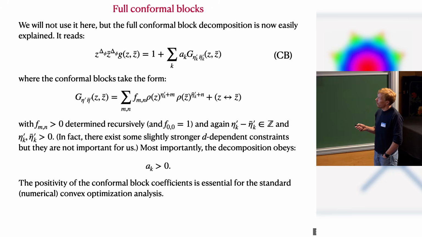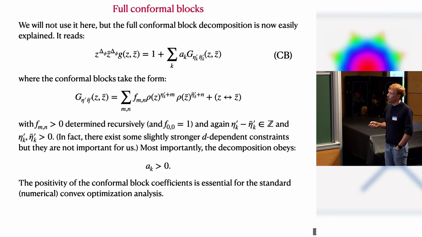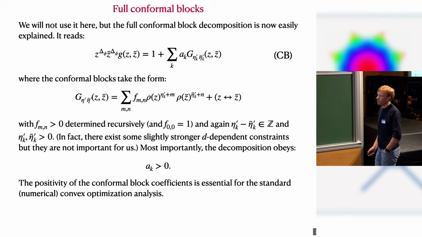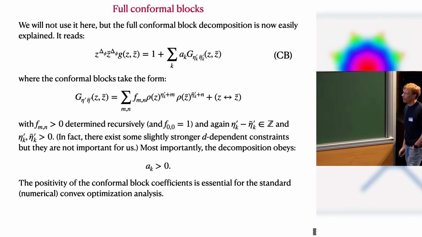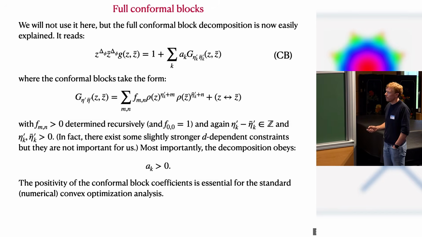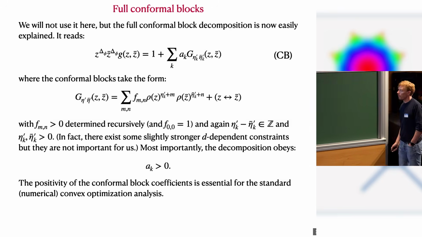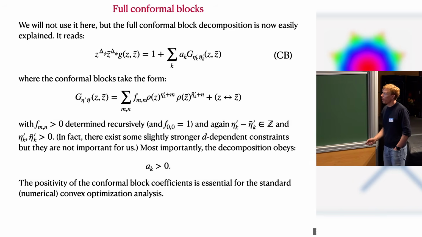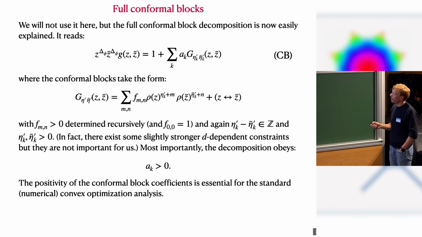These conformal blocks in themselves also decompose into a rho power series expansion, where m and n now range from 0 to infinity, so it's just, up to the initial fractional powers, integer powers. And these coefficients f_{m,n} are also positive. They can be determined recursively because this conformal block obeys differential equations, so we have explicit recursion relations for these coefficients. And again, eta minus eta bar is an integer.